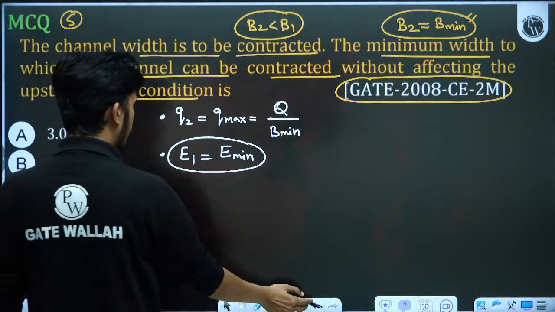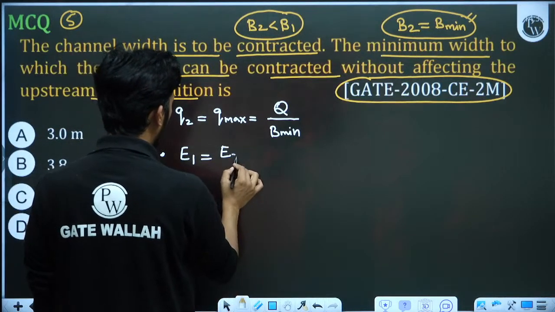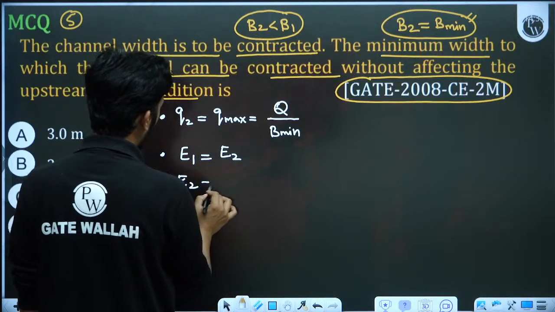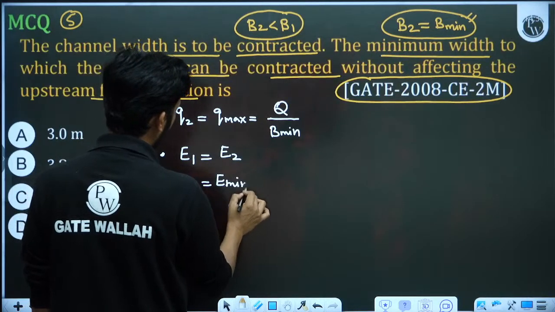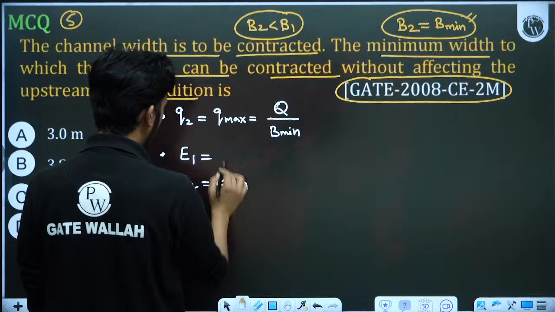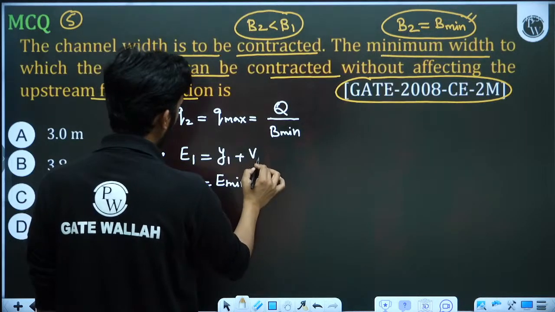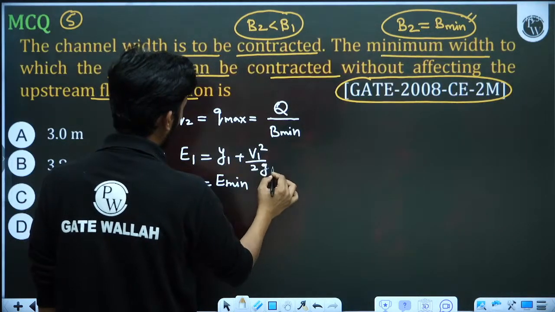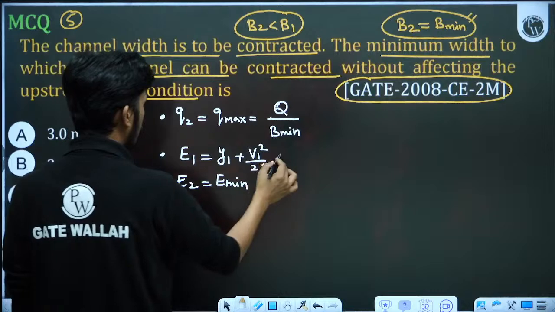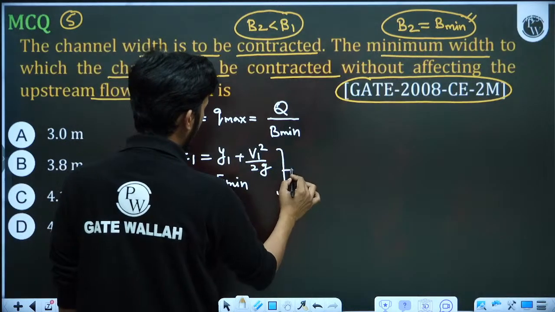E2 will become E minimum. E1 will become y1 plus v1 square by 2g. Whenever we calculate both these things, we will equate these two.